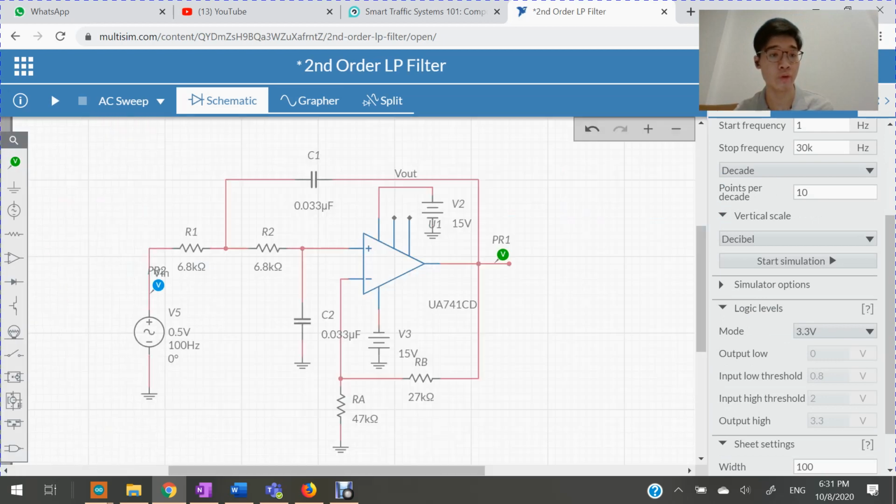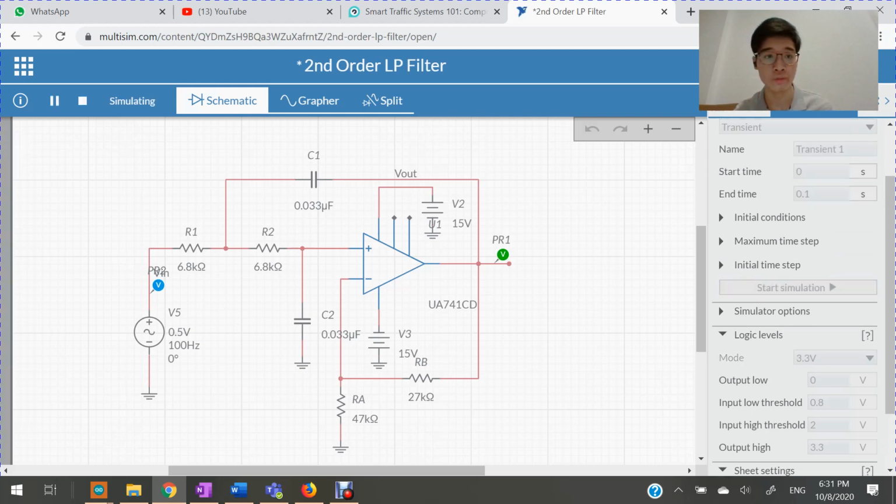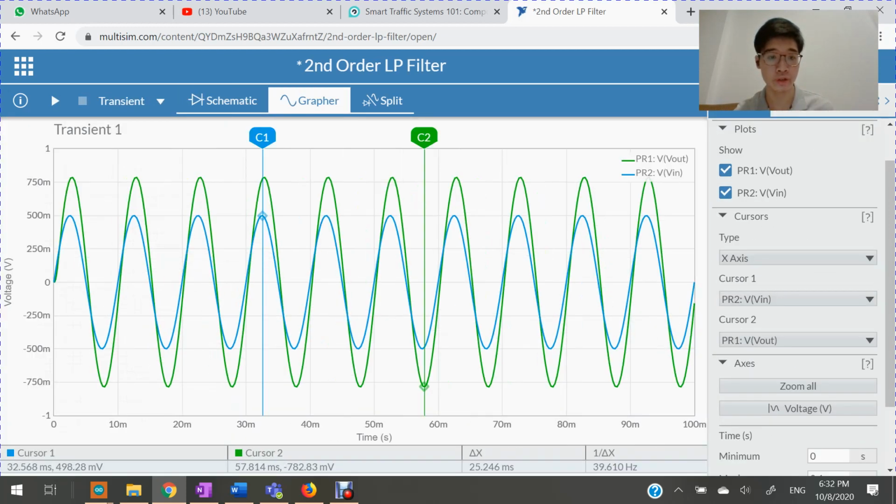So the next thing I want to show you is the transient response. What the transient shows is we have an AC voltage with 100 Hz and 0.5 peak voltage value. So let's start our simulation. There you go, there you have it.